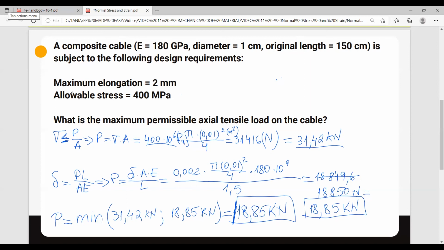So I hope this makes sense. When you're given a problem like that with two conditions, maximum elongation and allowable stress, you have to make sure that both conditions are met. Sometimes what might happen is you only apply the formula for the allowable stress and you come out with this load. But then if you apply this load in this formula, you're going to exceed the 2 millimeters maximum elongation. So you have to calculate the load out of both conditions. And then the final result is the minimum between these two. And in this case, it's 18.85 kilonewtons.